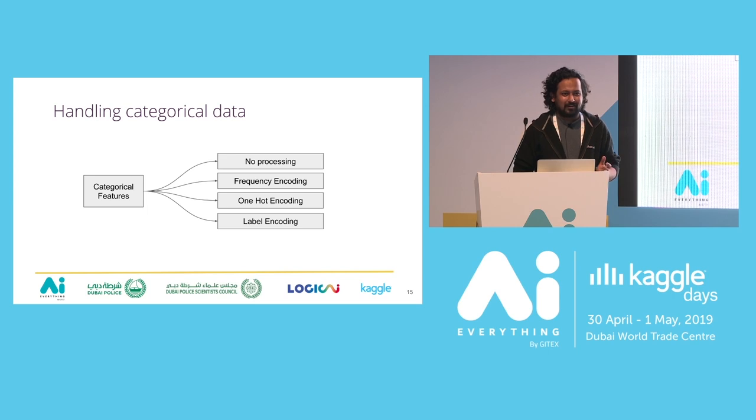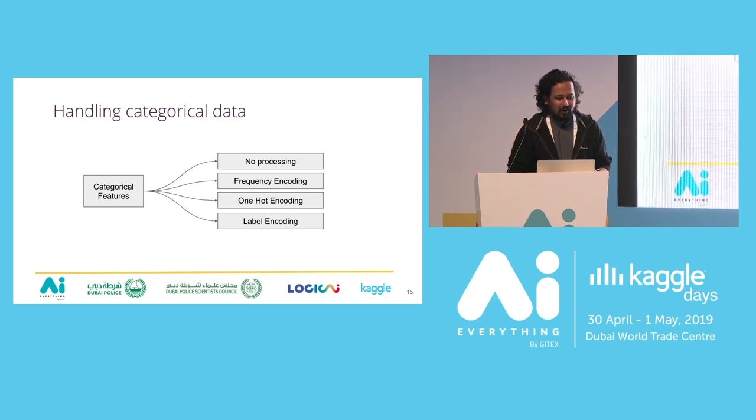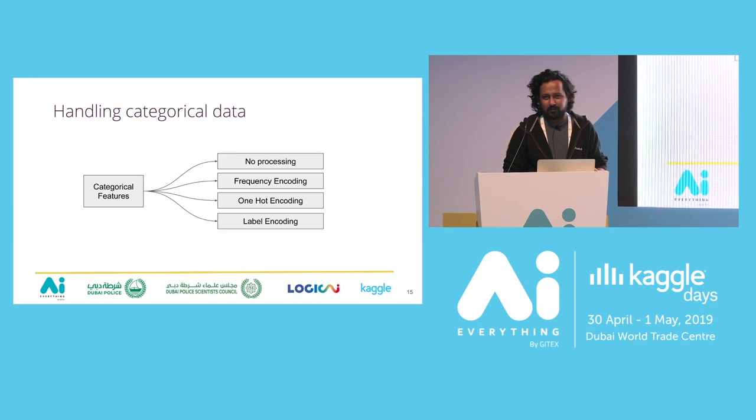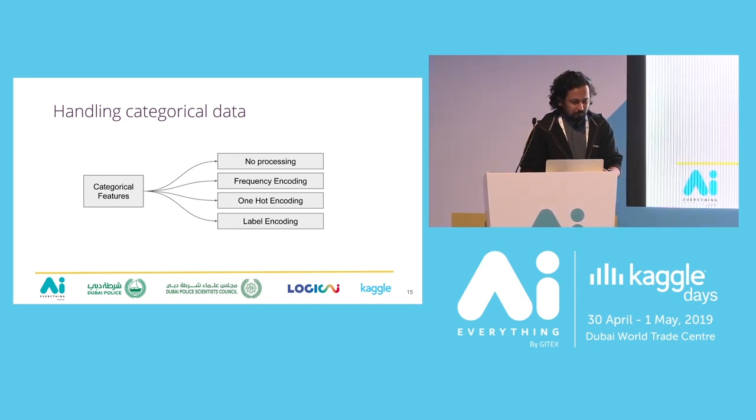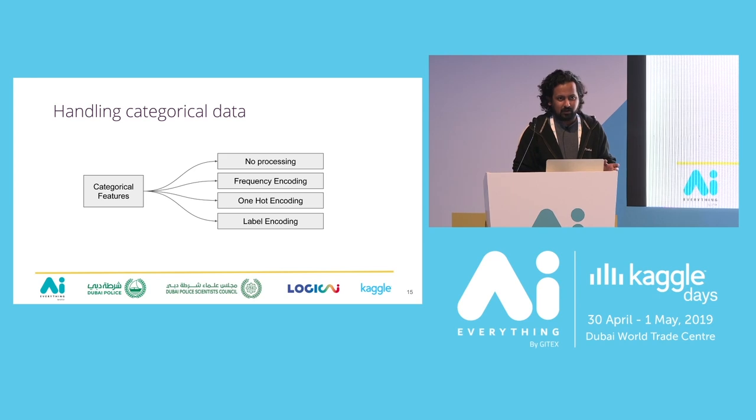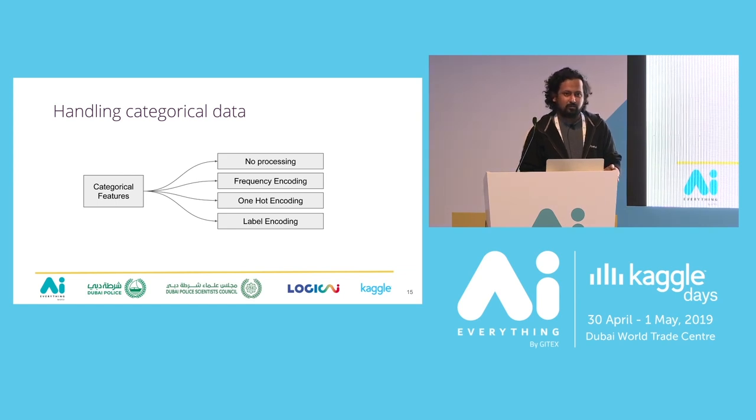To handle categorical features, we can have either no pre-processing. If it's just integers, just feed it into random forest or XGBoost. You can do frequency encoding, where you replace every value by the number of times it appears in that column. You can do one-hot encoding and label encoding. Label encoding is something like, if your categories are strings, every string maps to one integer.